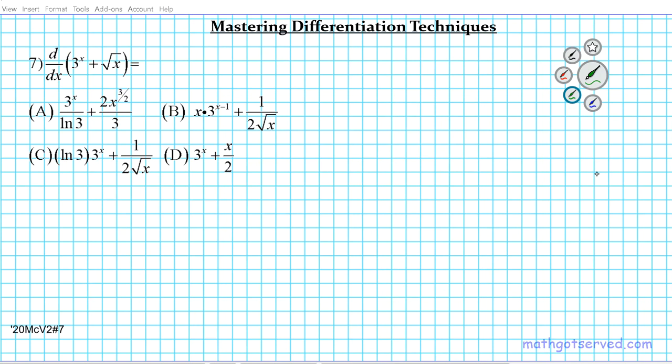Alrighty, let's take a look at question number 7. In question 7, you're going to be learning how to apply your differentiation techniques in finding the derivative of exponential and radical functions. Before we get started, let's take a look at the formulas that will be guiding our problem-solving process.